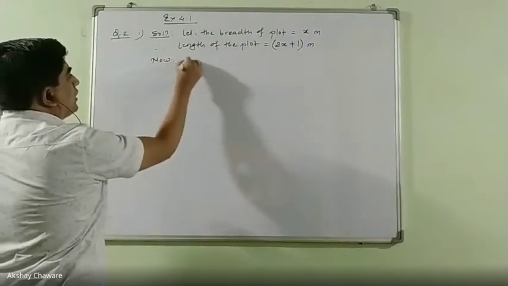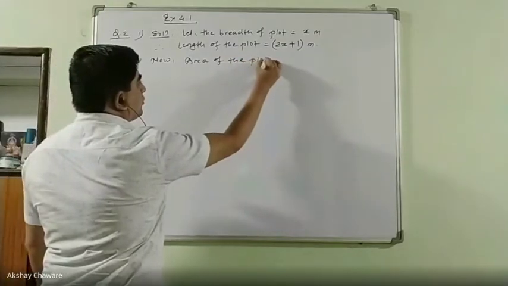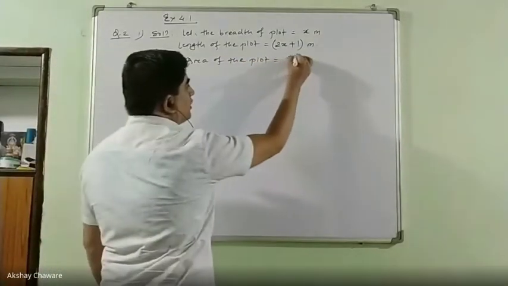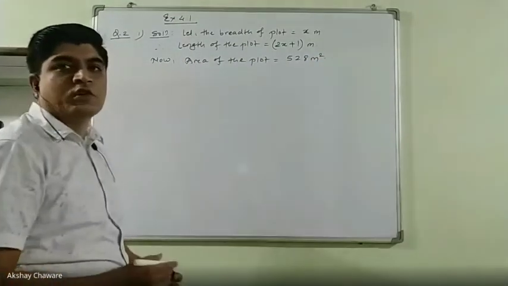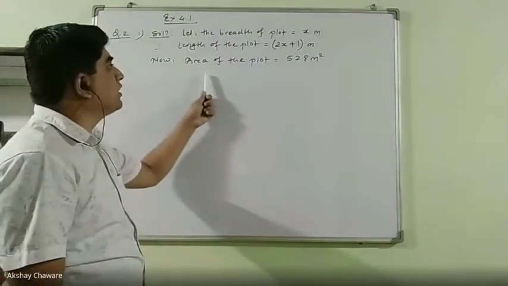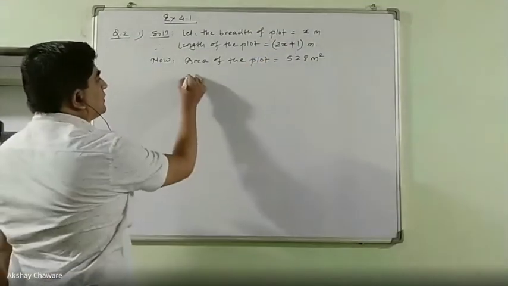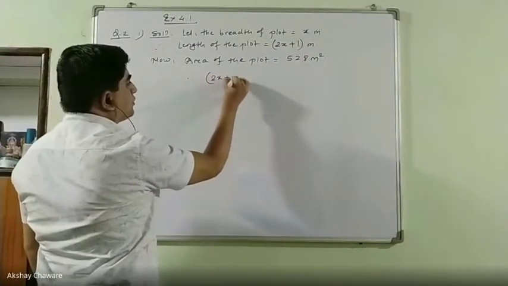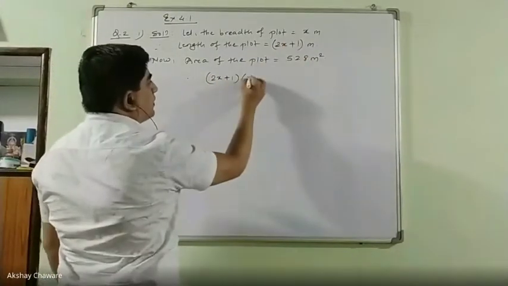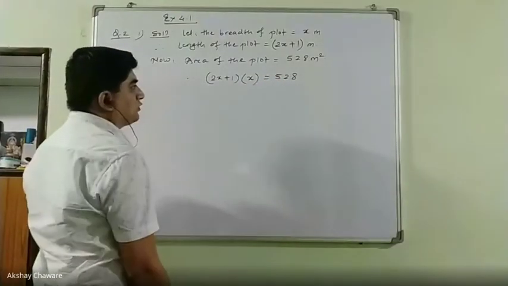So now, the area of the plot is 528 meters square. The plot is in the shape of a rectangle. What is the area of a rectangle? Area of a rectangle is length into breadth. We will express it in mathematical form like this: the length, 2x plus 1, multiplied by the breadth, x, is equal to 528 meters square.